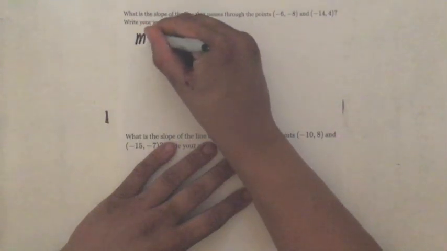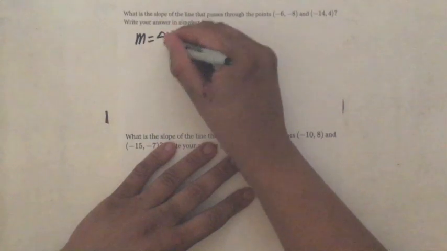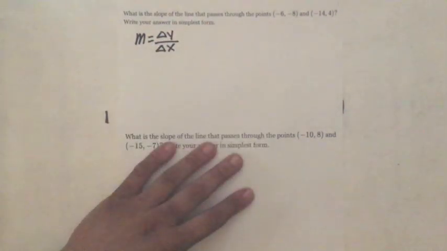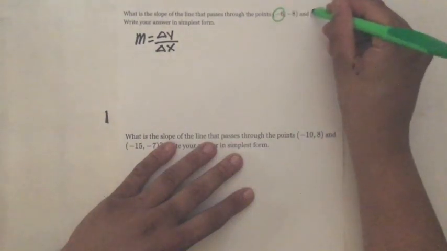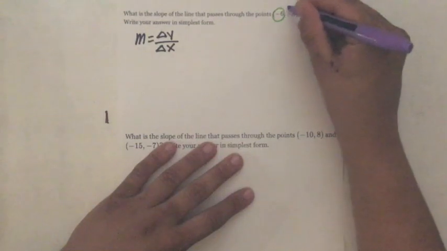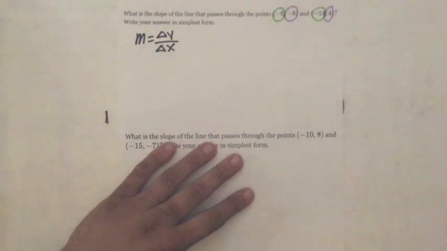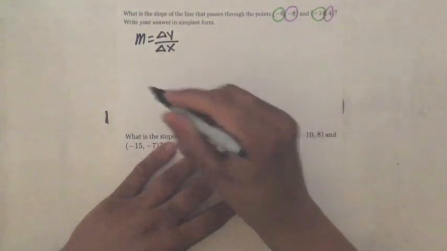So let's remind ourselves that m, the slope, is delta y over delta x, right? So y on top, x on the bottom. So let's remind ourselves that the x's are in green and the y's are in purple. Again, you can use any colors you want, but the colors help you distinguish what's what.